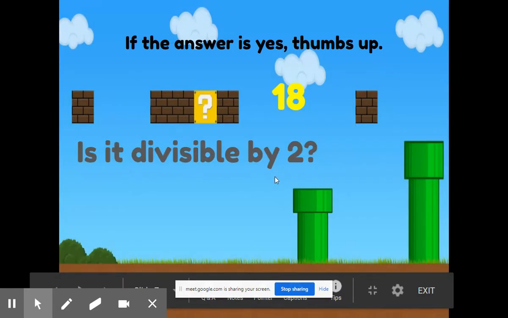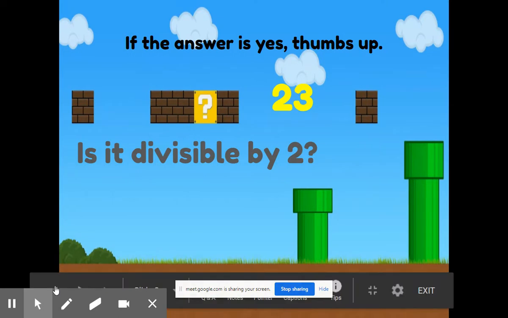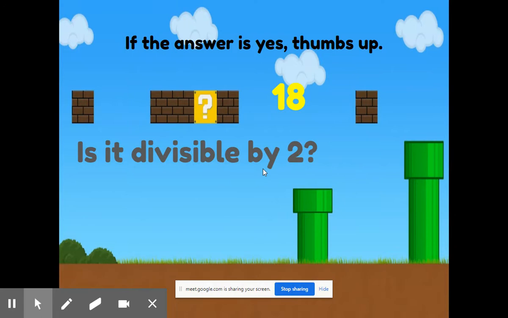All right, we're going to do a little tiny game, and we don't have to do much movement with this, but if you wouldn't mind, please play along. What I have here is a question at the top. It says, if the answer is yes, put your thumbs up. And then you'll notice right here, there's an 18. Is 18 divisible by 2? Well, is it even? Yes, so thumbs should be up.